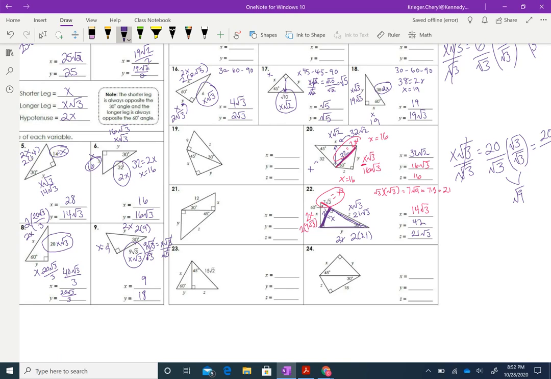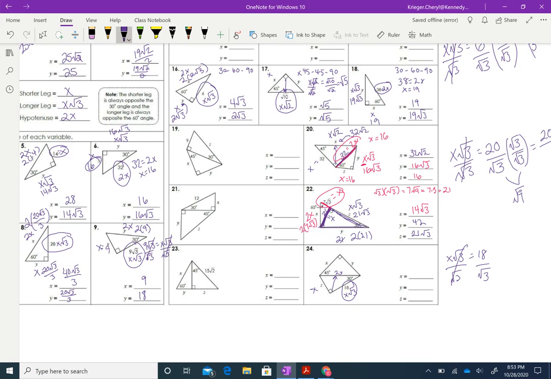Number 24, we have a 30, 60, 90 to start. So I'll label my sides and my hypotenuse. Z is x, 18 is x root 3, and my hypotenuse is 2x. So if 18 equals x root 3, okay, we have to solve for x. So x root 3 equals 18. And we divide both sides by the square root of 3 to get x by itself.